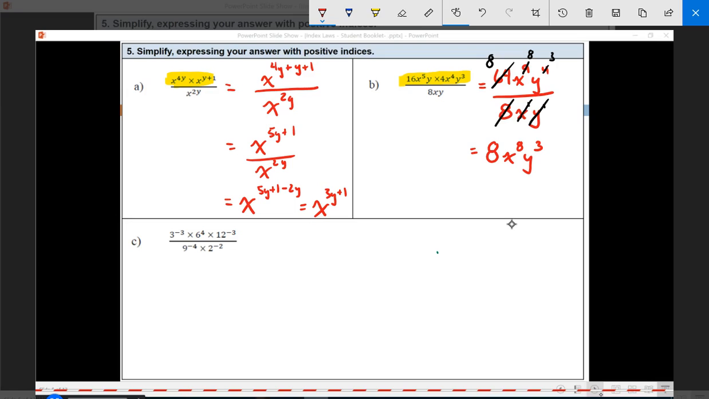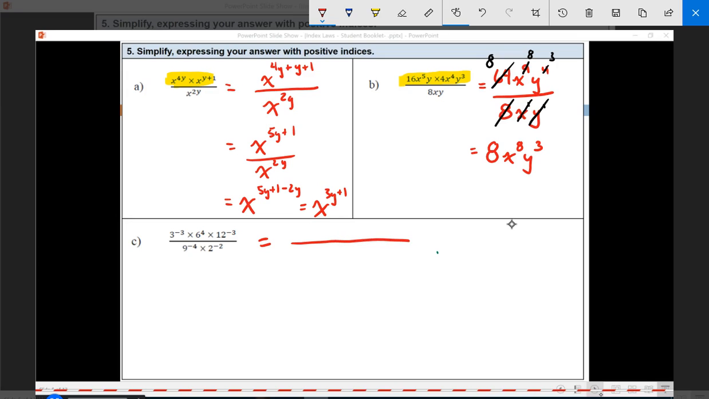Okay, so the first thing I'm going to do is I'm going to get all positive indices first. Then what I'm going to do is break up some of these bases because I want to have bases the same. So here's what I mean. The first thing I'm going to do is make all these positive indices.